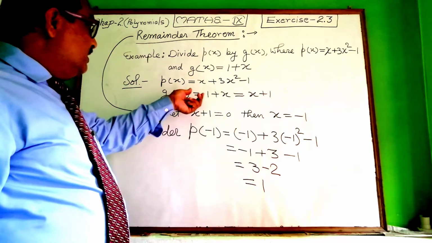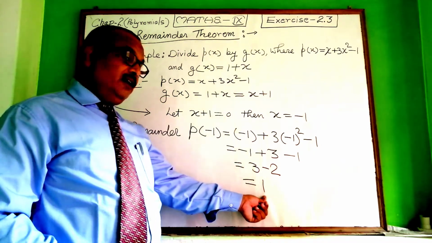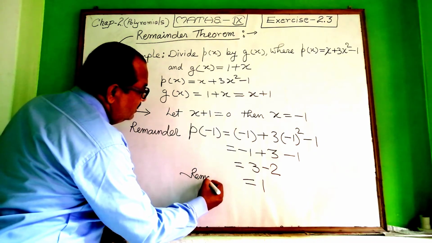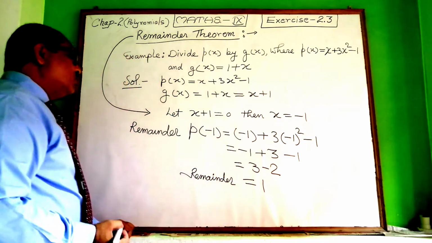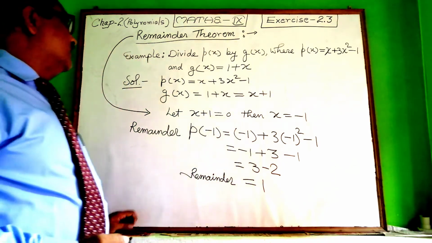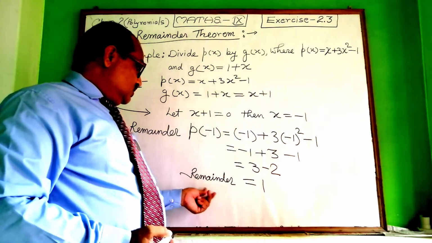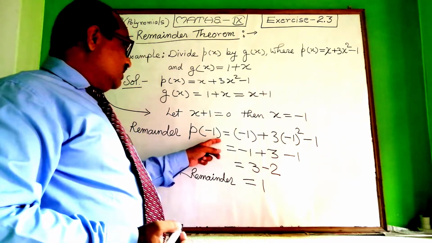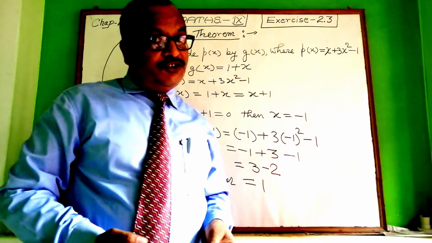In the example, when we were dividing directly, that time also we got 1, and in this way we can also get the remainder. So this is a very powerful method if we want to get the remainder when p(x) is divided by g(x). This is a very easy method for all. So on this basis we will solve exercise 2.3.